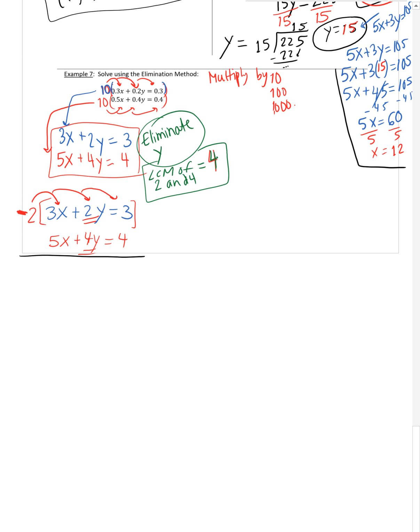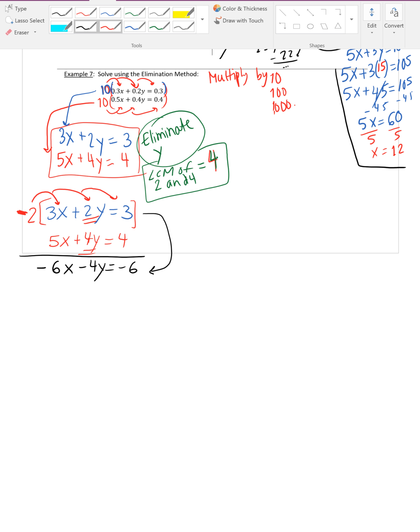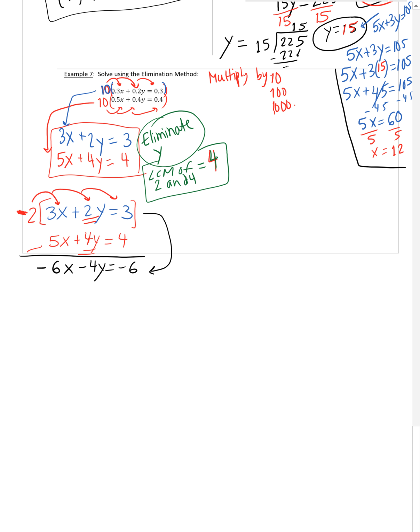Alright, let me see. I'm just going to take the top equation and rewrite it here, multiplying the negative 2 in. Negative 2 times 3x would be negative 6x. Negative 2 times 2y would be negative 4y. Negative 2 times 3 would be negative 6. So that top equation transformed into the one we just wrote. The bottom equation, we already said that we don't need to do anything to it. It's already perfect. It has the coefficient of y we want.